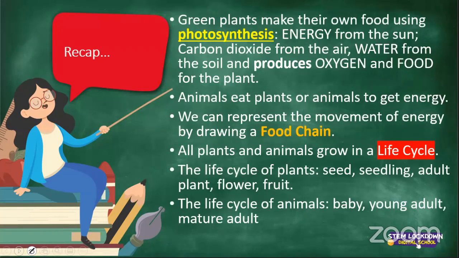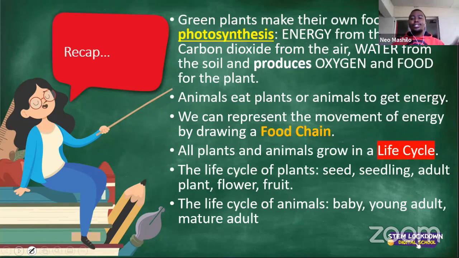So this is the end of the lesson. Just to recap quickly, green plants make their own food using the process called photosynthesis. This is where energy, carbon dioxide, and water are used to produce oxygen and food for the plants. Animals eat other things to get their energy. So they can eat other animals or they can eat plants to get their energy. We represent the movement of energy using what we call a food chain.